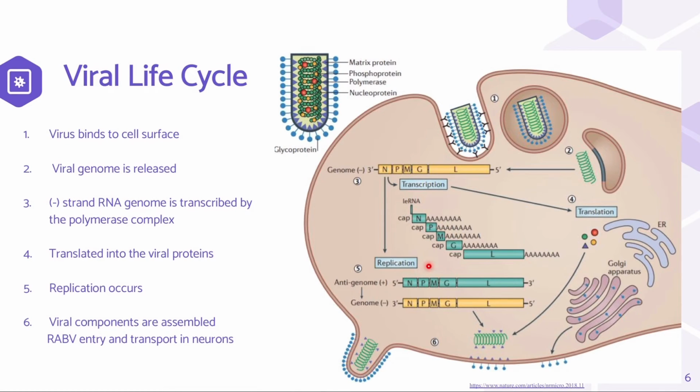Replication then occurs and the full-length antigenomic RNA is encapsulated in the nucleoprotein along with the genomic RNA. The synthesized antigenome functions as a template for the synthesis of multiple copies of genomic RNA. Lastly, the viral components are assembled and the rabies virus variants bud and are released, starting a new round of infection.